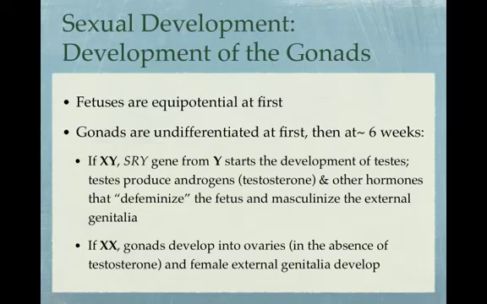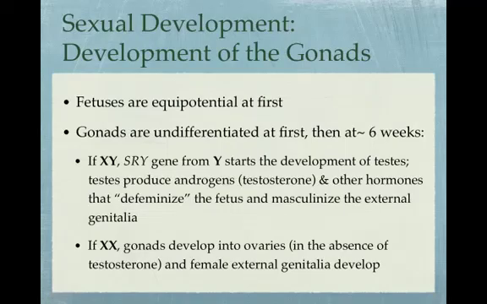So we would call them undifferentiated. Then at about 6 weeks, if you are genotypically male, the SRY gene from the Y chromosome will start the development of testes. The gonads will turn into testes, and those testes will start producing androgens, so testosterone, and other hormones that start to circulate in the fetus and defeminize the fetus. And further, they masculinize the external genitalia of the fetus.